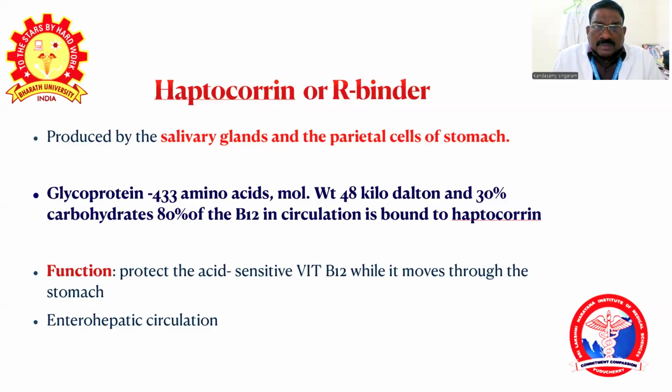80% of the B12 in circulation is bound to haptocorrin, that is the B12 binding protein. What is the function of this haptocorrin, otherwise called R binder? Function: it protects the acid sensitive vitamin B12 while it moves through the stomach. The haptocorrin is also involved in enterohepatic circulation.